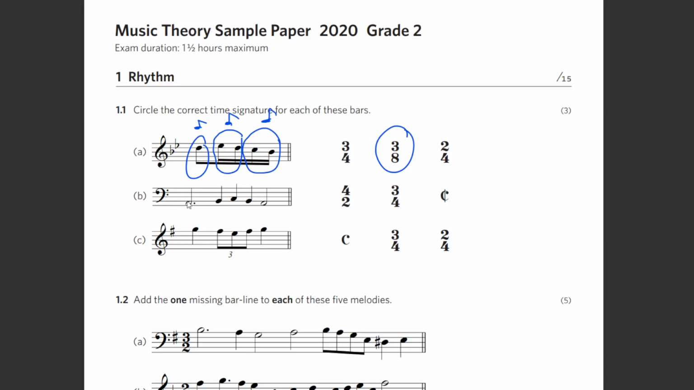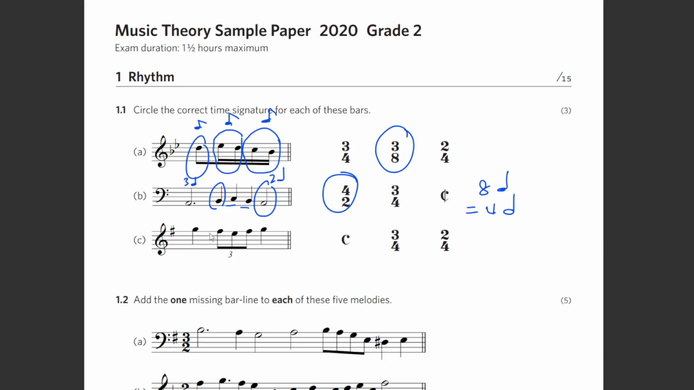Next, let's take a look at this. You notice that there are a lot of notes of high time value. So let's count it in terms of crotchet beats. You have a dotted minim, which is 3 crotchets. So 3 crotchets, 4 crotchets, 5, 6, and then 7, 8 crotchets. So there are 8 crotchet beats in a bar, and 8 crotchet beats is equal to 4 minim beats in a bar. So 4 minim beats in a bar is 4/2. So the time signature for B is 4/2.